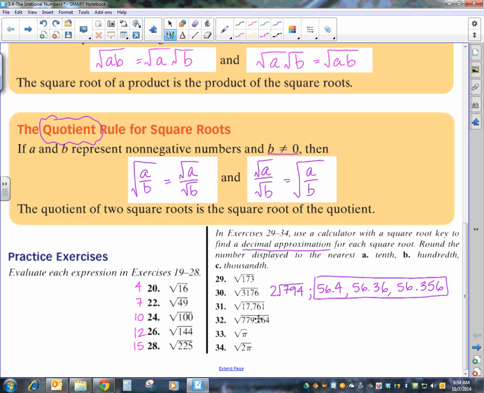Similar to number 32, but skip down to number 34: the square root of 2 pi. Make sure you know how to put that in your calculator. When you bring it out to the tenths, you should have 2.5. To the nearest hundredth is going to be 2.51. And to the nearest thousandth is going to be 2.507.